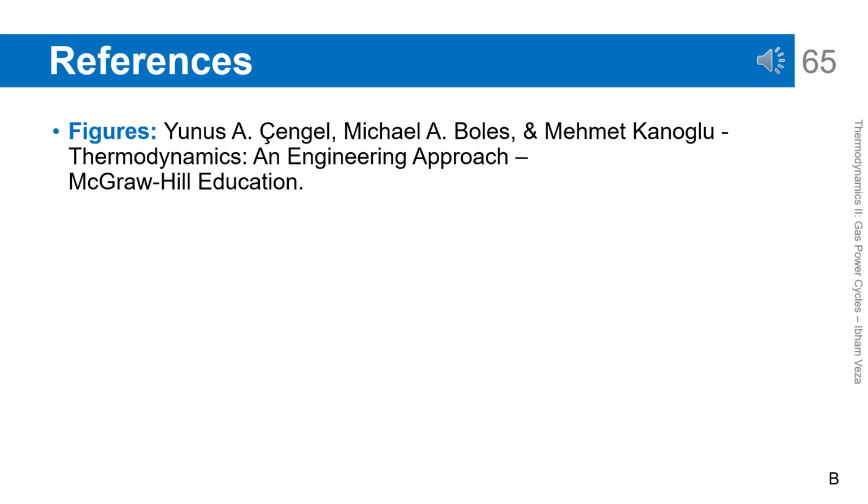References. This section lists the main source of the figures and materials, namely the book Thermodynamics, an Engineering Approach by Cengel, Boles, and Kanoglu. This reference is one of the standard textbooks in engineering thermodynamics. All main diagrams and concepts in this lecture are based on this source. With this reference, readers can explore more detailed explanations. It also ensures that the material used has a strong scientific foundation.